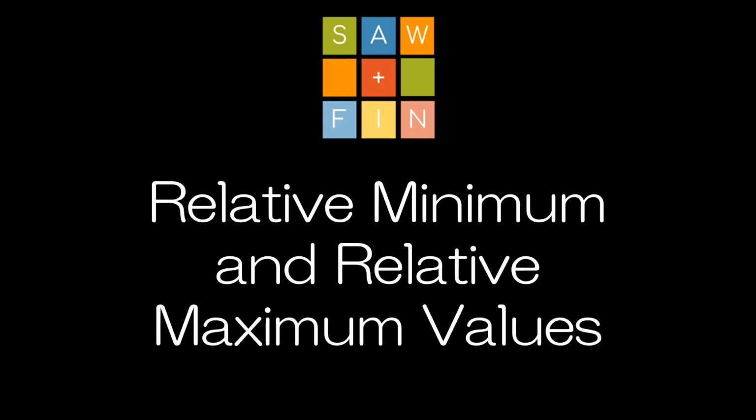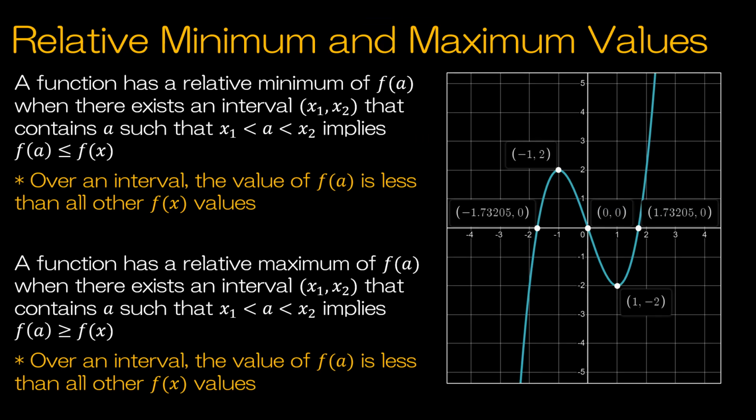Relative minimum and relative maximum values. Another graph property is the relative minimum or relative maximum values. And again, in white, I have included the official mathematical explanation, and in yellow, I have included what it means to you and I. So a function has a relative minimum of f of a when there exists an interval x1, x2 that contains a such that x1 is less than a is less than x2 implies f of a is less than f of x. What all of that means is over an interval, and it doesn't matter which interval, the value of f of a, so the y value, is less than all of the other f of x values.